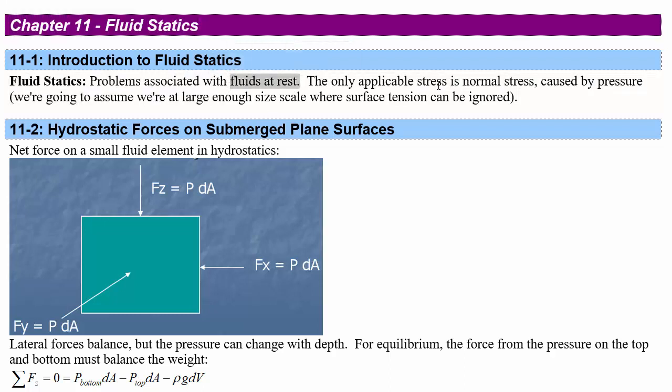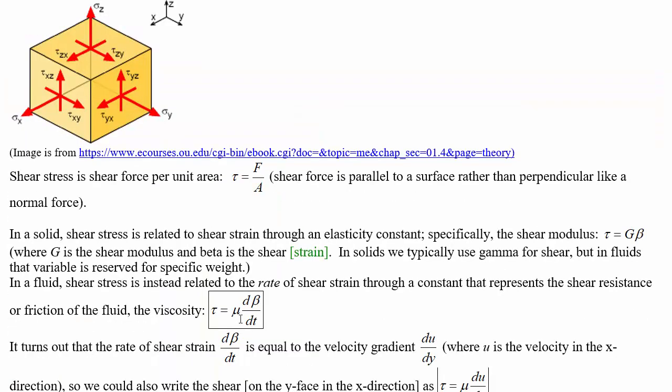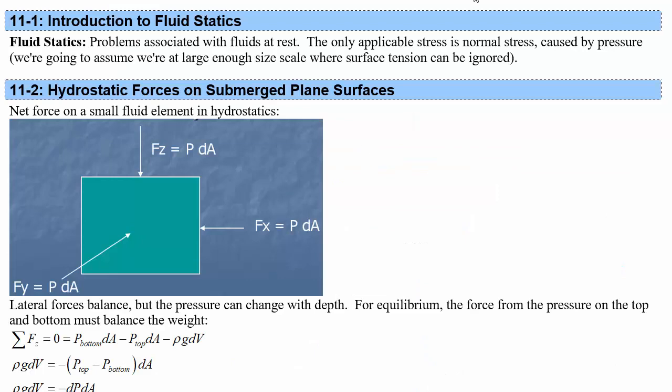The only stress that we're going to have is the normal stress, and that's because fluids that are not moving can't have a shear stress. Remember that shear stress is the viscosity times the rate of change of shear strain. So if it's not moving, then the shear strain of the fluid is not changing with time, so there's no shear stress. Okay, so then what kind of stress do we have? We have normal stress, which is the one caused by pressure.